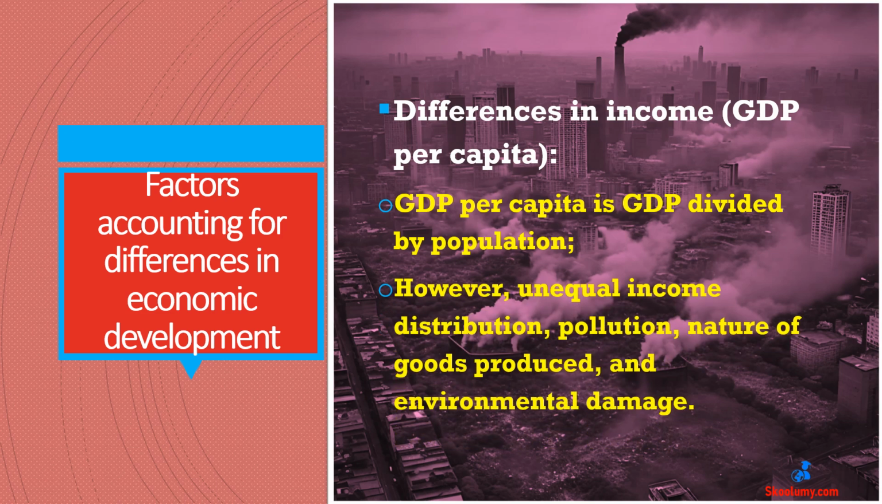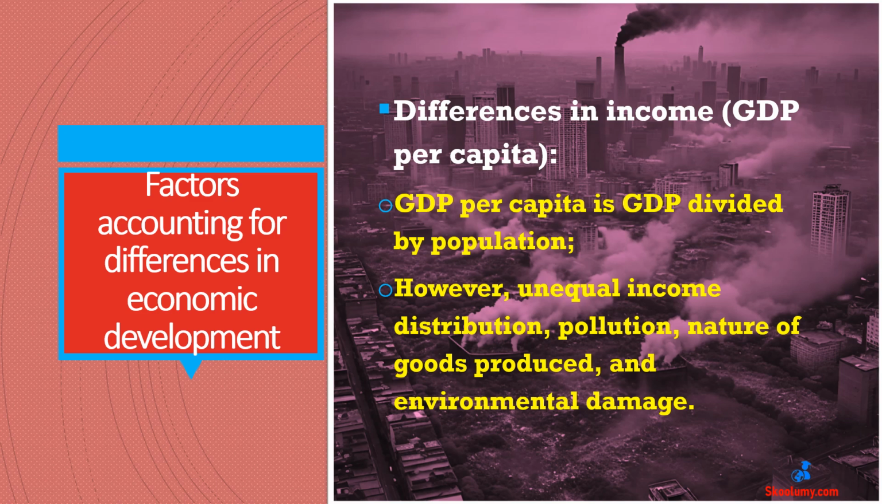We want to consider why there are differences in the level of development between countries. The first factor is differences in income. The average income as measured by GDP per capita is higher for more developed economies than less developed economies. GDP per capita is GDP divided by population. Low GDP, or high population growth in developing countries, is responsible for low GDP per capita.